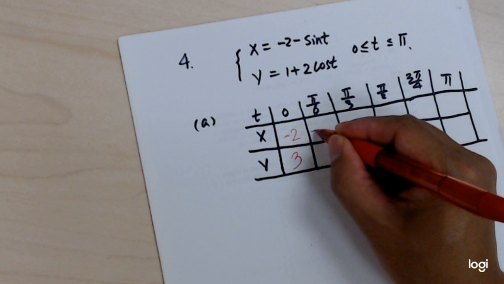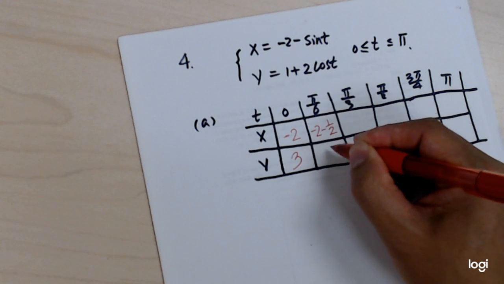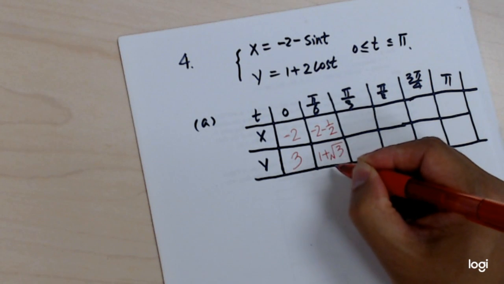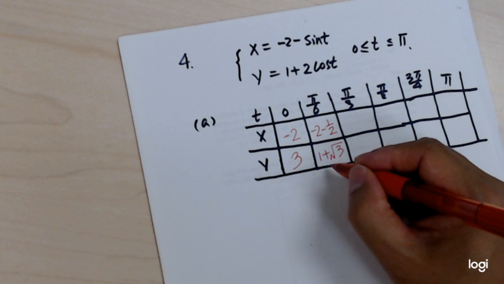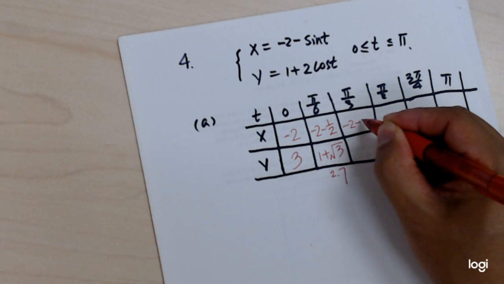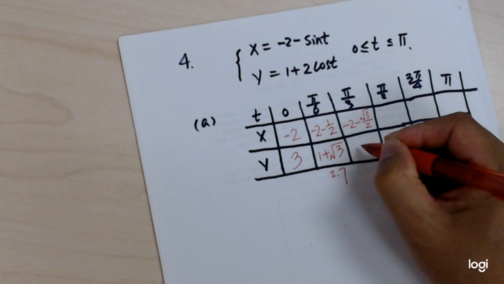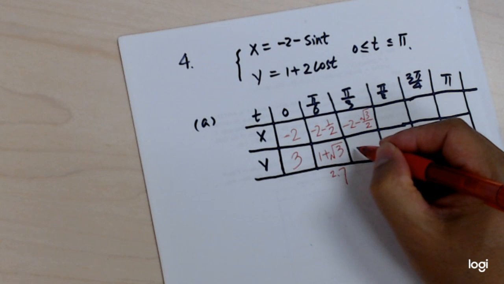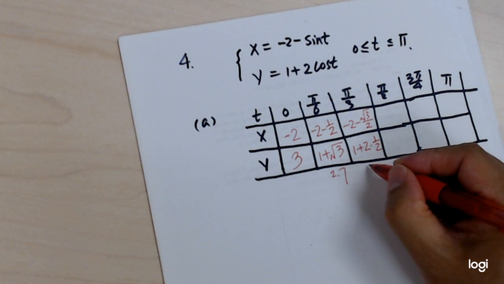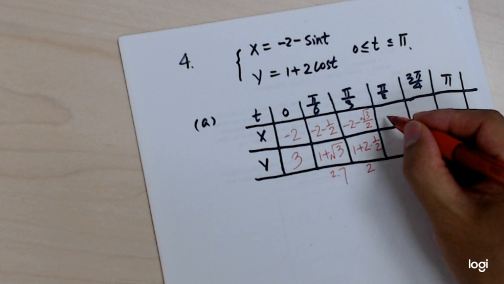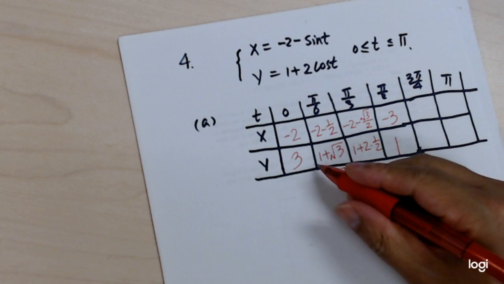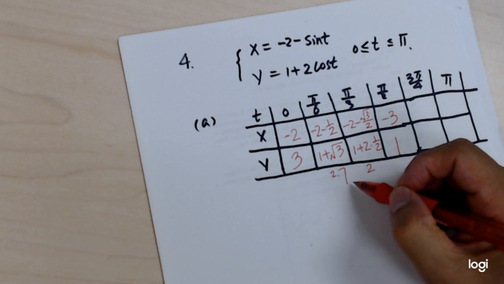Pi over 6. So you can estimate this. This is slightly smaller than 3. It's like 2.7 something. Pi over 3. And then 1 plus 2 times 1/2. Cosine pi over 3 is 1/2. So that makes this one 2, okay? Pi over 2, 1. So did you notice the y value keeps dropping? 3, 2.7, 2, and 1.